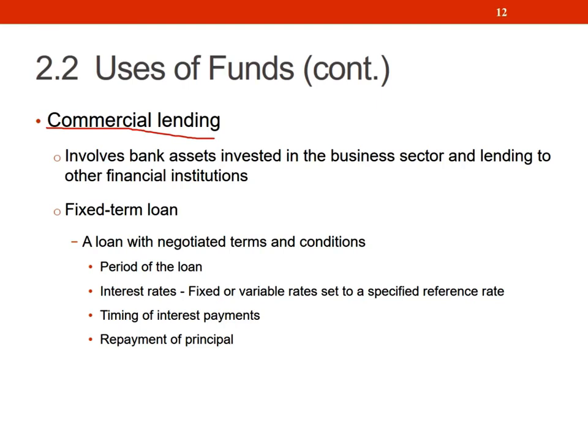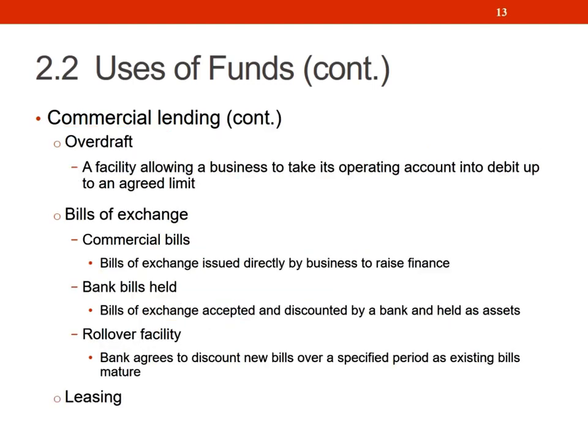It might be in the form of a fixed term loan, which is a loan with negotiated terms and conditions. It has a period. Interest rates might be fixed or variable. There's interest payments at certain times and also the repayment of principal. We have an overdraft facility, which allows an individual or a business with an overdraft facility to spend more money than is in their bank account up to an agreed limit, and this effectively becomes a short-term loan. However, you will pay a fee for this service as well as interest on the borrowed amount.